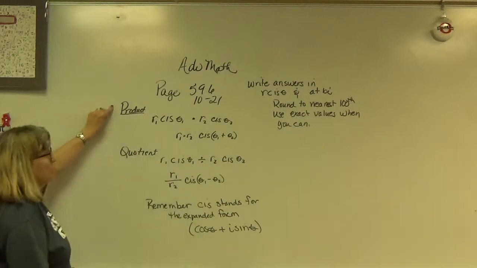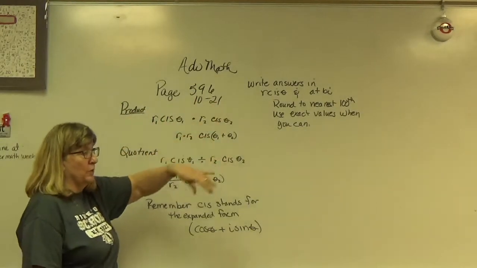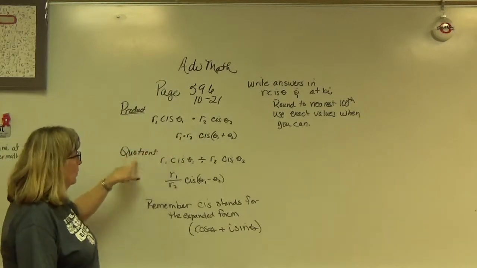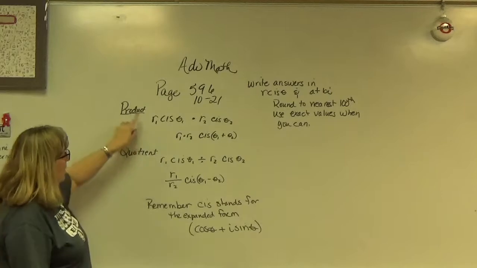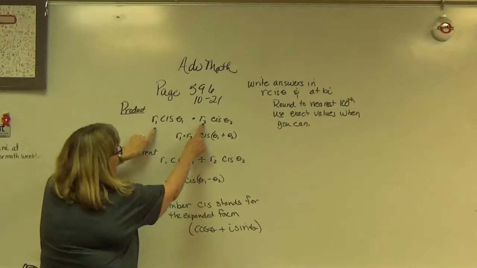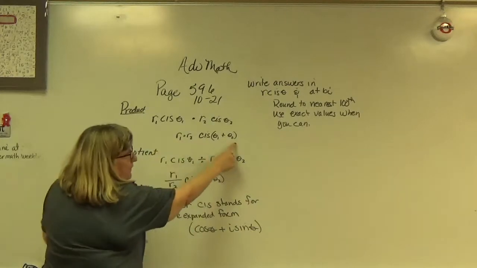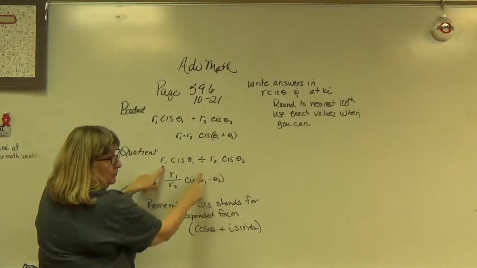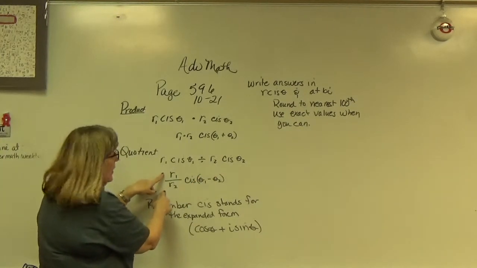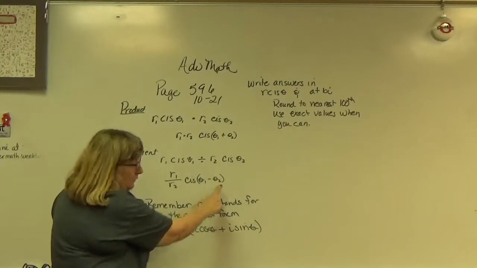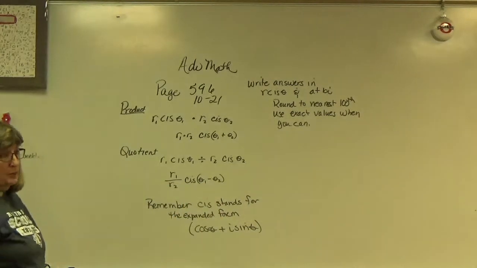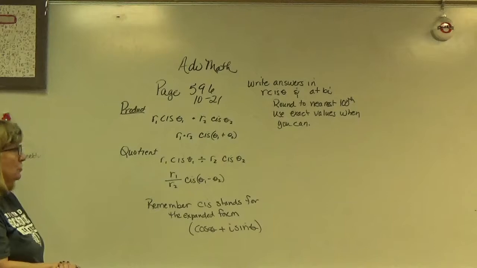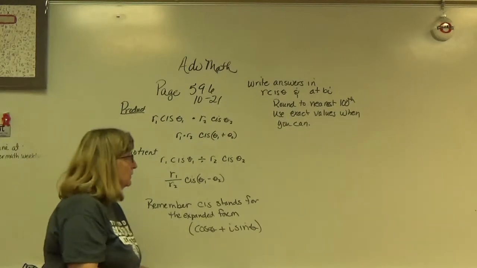Okay, so the first formula is called the product, and these are all mixed up in this assignment, 10 through 21. They don't do all the product first and then all the quotient. You got to pay attention. Product means multiply and quotient means divide, so they're all mixed in. When you do product rule, you multiply the r's, but you add the angles. When you do quotient rule, you divide the r's, so you just put them over each other, and then you subtract your angles. So those are two formulas you're going to be using. You multiply the r's but add the angles. You divide the r's but subtract the angles.